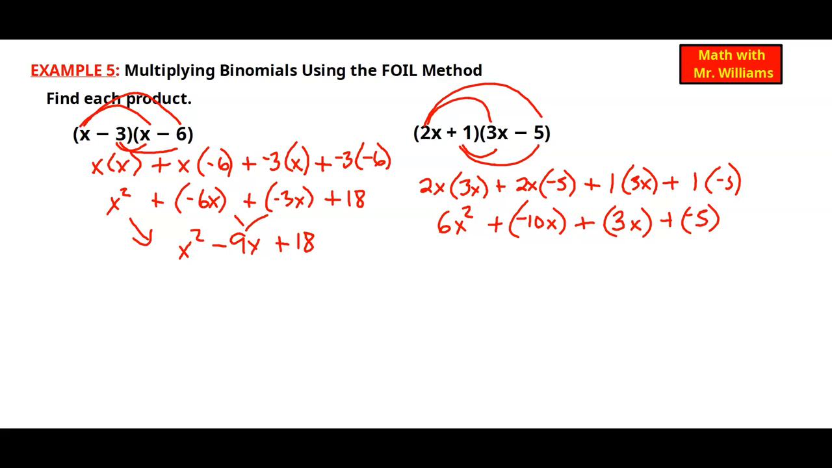All right, let's go ahead and combine those like terms now. So we see we have a negative 10x and a positive 3x. Well, we know that's going to end up being a negative 7x. So I'm going to bring down 6x squared. And then we have minus 7x. And then minus 5, because we can't have these two terms next to each other. All right, so our final answer would be 6x squared minus 7x minus 5.